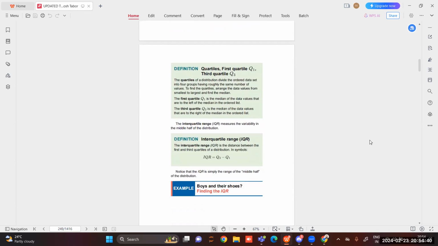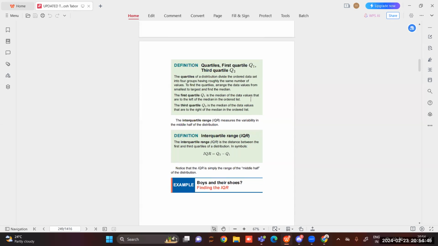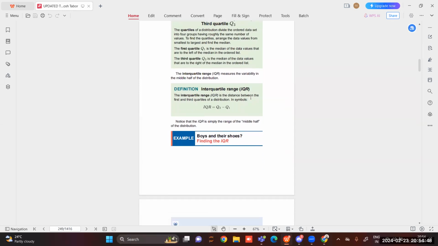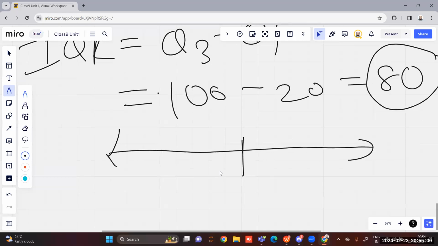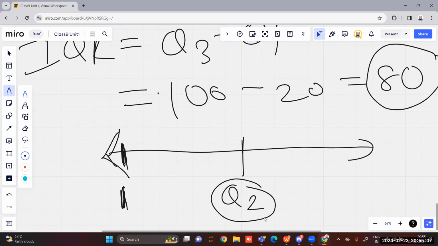Okay, see that Q1 is the first quartile. Q1 is the median of the data values that are to the left of the median in the ordered list. Q3 is the median of the data values that are to the right of the median in the ordered list. He's giving one more good definition: if we take out the median, suppose the median is in the middle. From the starting data point, suppose this is my first data point, and suppose there are 11 entries, this is my 11th. So my fifth data point will be my median, yes or no?